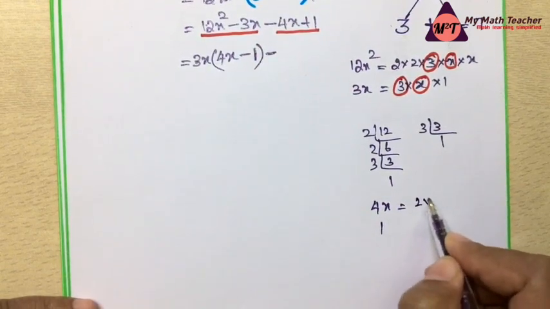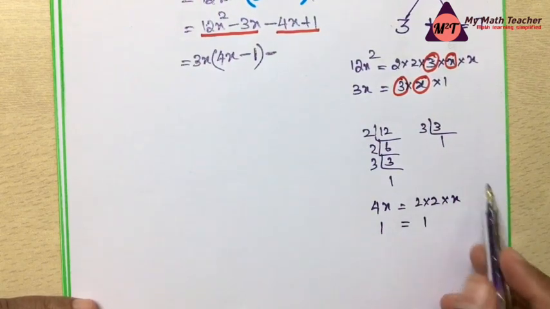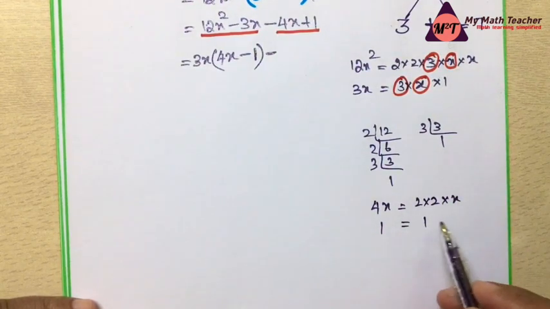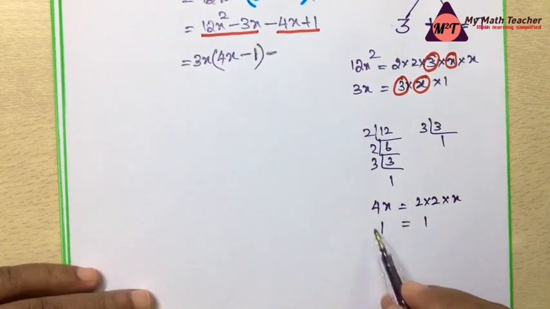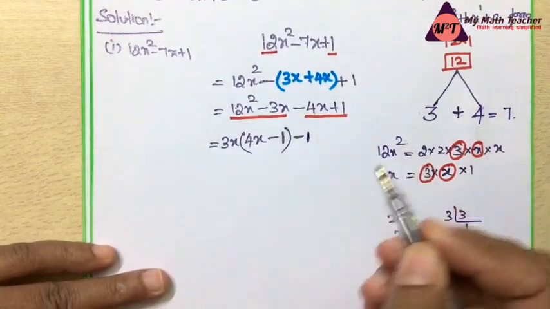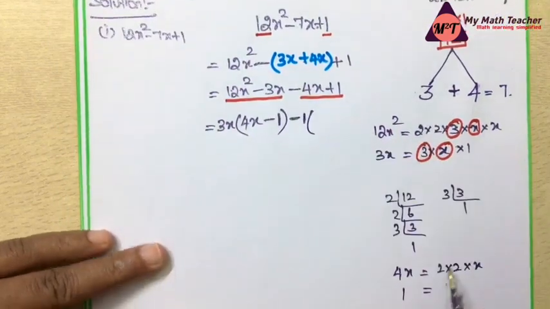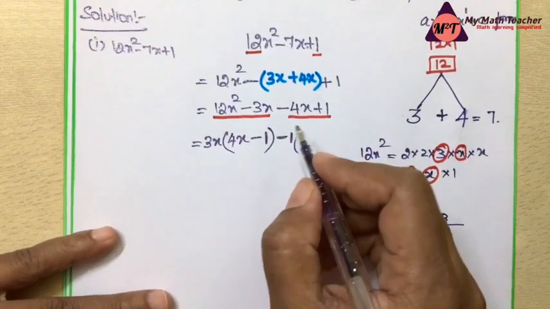4x is 2 into x, right? 1 is simply 1. As you can see, there is nothing common here. If nothing is common, very simple, 1 is the common factor. We know that 1 is the common factor for any two numbers. So you have to write 1 as a common here. Okay, open the bracket like this. Write the left out terms. What are the left out terms? 2 2s are 4. 4 into x is 4x.